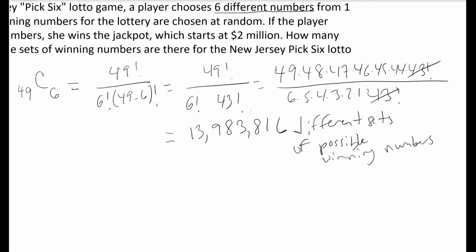So notice that if the order did matter here, this actually would be a lot bigger, right? So it would actually be times whatever 6 factorial is. So if order mattered in this lottery, this would be even bigger than what it really already is.